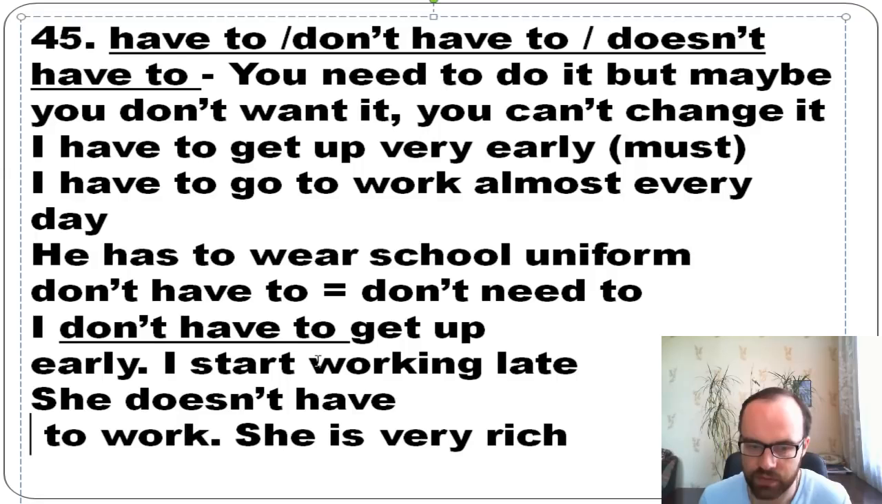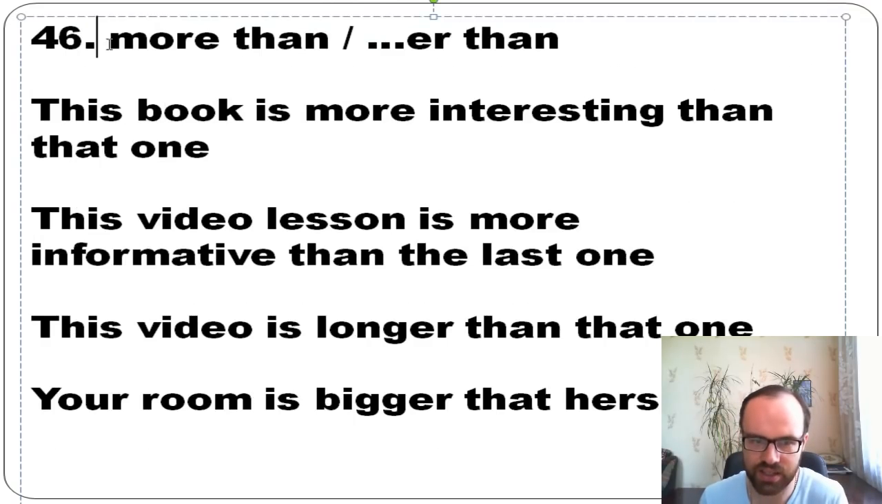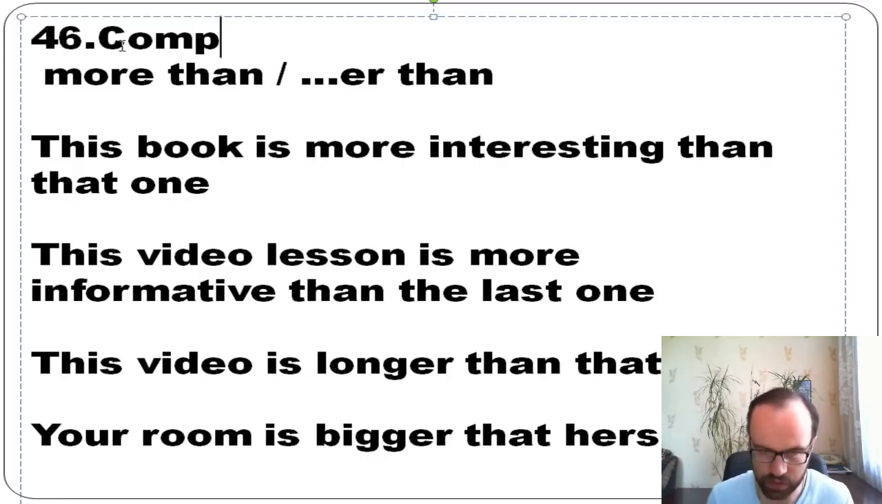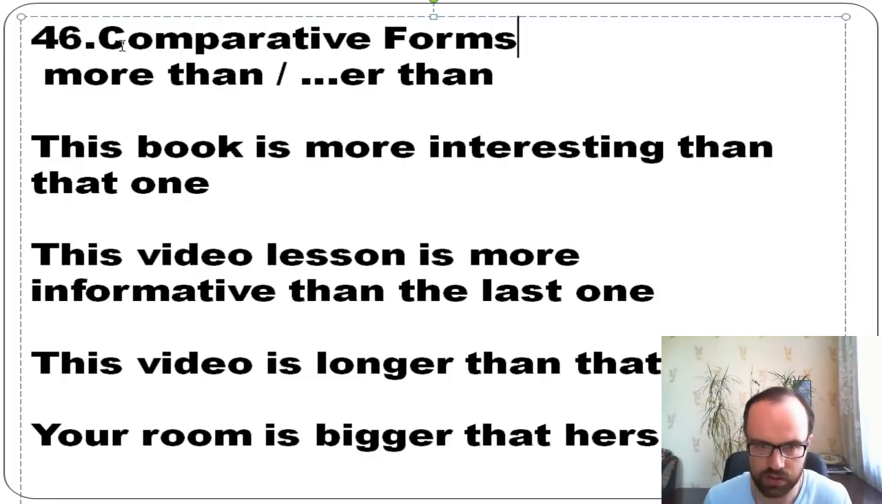Okay, let's look at the next example. She doesn't have to work. She is very rich. Really, she's very rich. She has lots of money. Why does she need to work? And you can say she doesn't have to work or she doesn't need to work. She is very rich. Yeah, and next, so comparative forms. So we often hear more than, or we add er than.